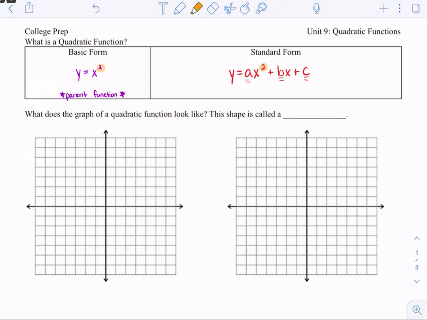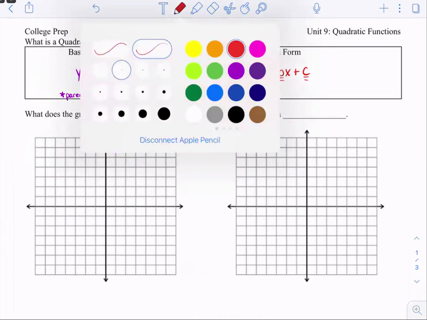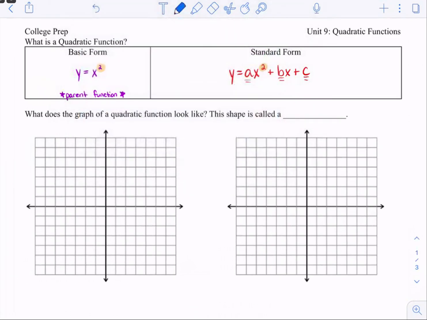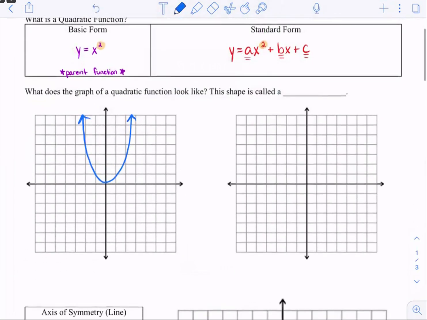So what does the graph of a quadratic function look like? Some of you, if you go into your calculator and you put y equals x squared, you'll get a graph that looks something like this. And this is just a sketch. So just as a sketch, if you graph y equals x squared, this is what you get.